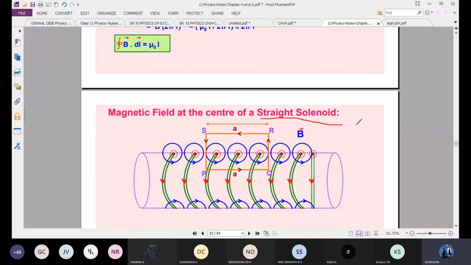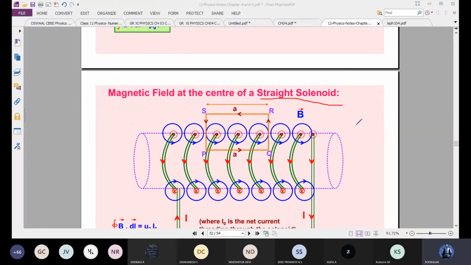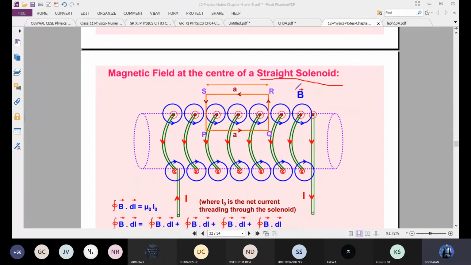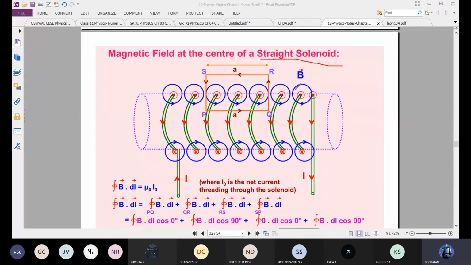Okay, so now everyone gets an idea about the shape. What is the shape of a solenoid? What is the shape of a toroid? Okay. Now the magnetic field at the center of a solenoid.